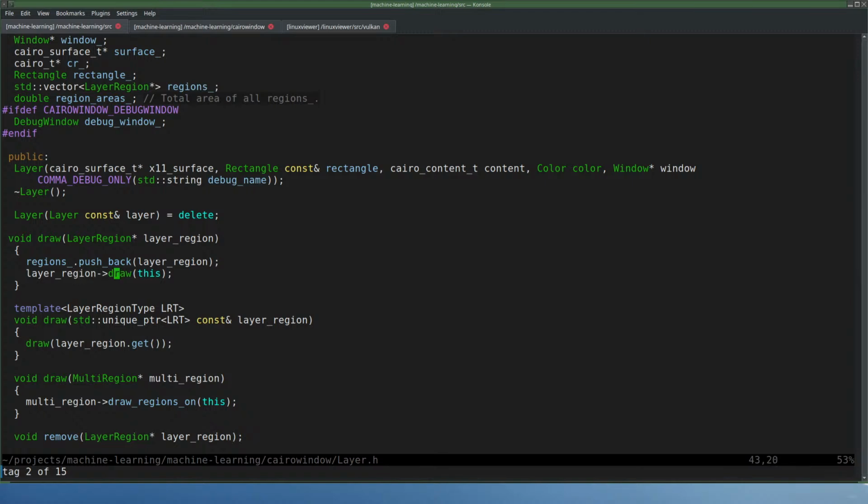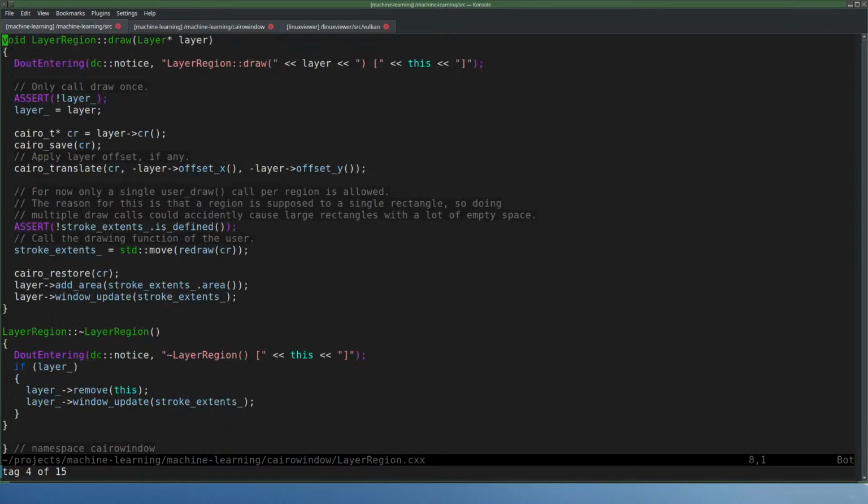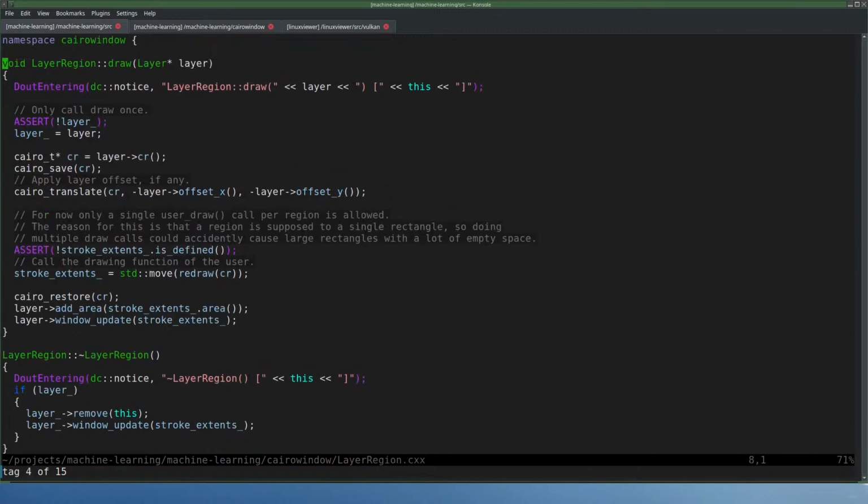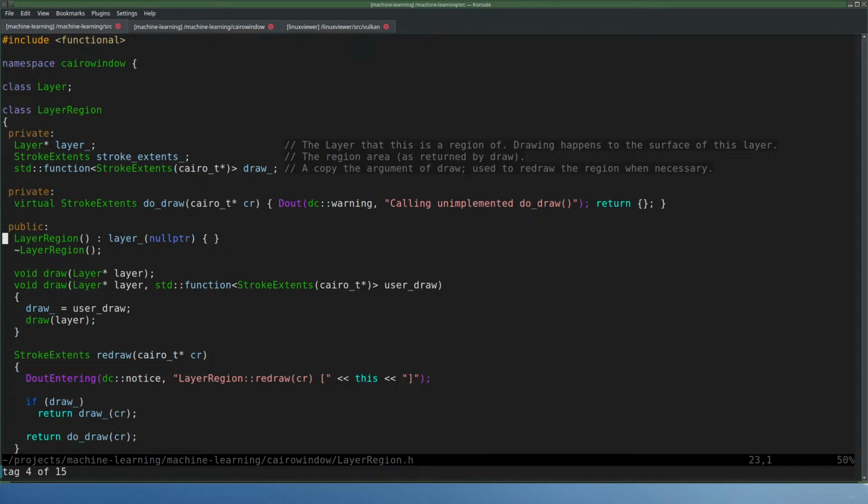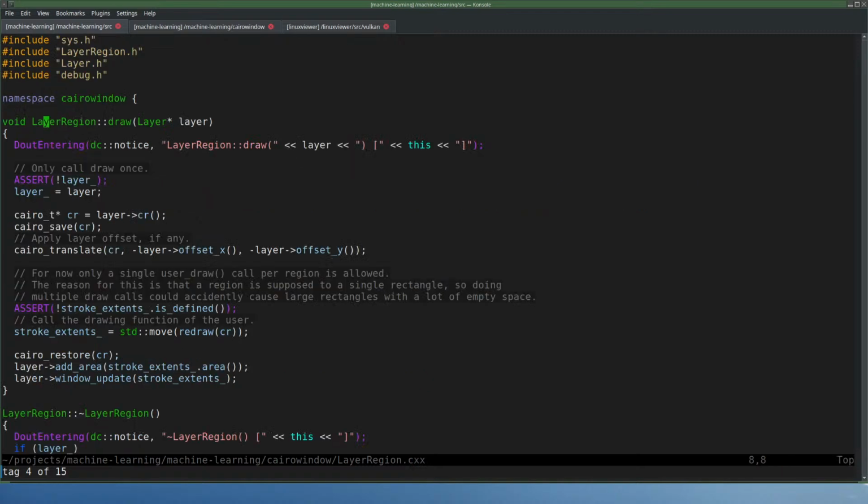So this calls draw on the layer region, which is this function, apparently, I think. It's not a Wordle function, is it? Draw. Probably not. No, just this function here. And the first time we call this, it's going to call redraw.